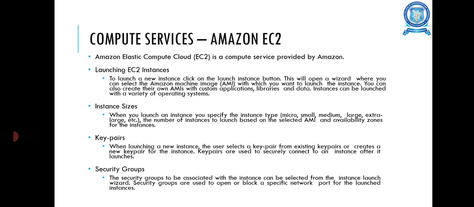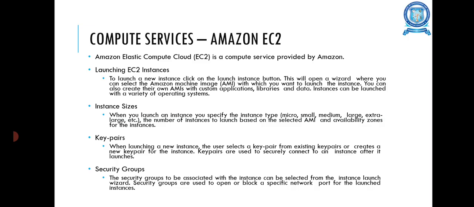Cloud service EC2, that means Amazon EC2. The Amazon Elastic Compute Cloud is one of the compute services provided by Amazon. It contains the following things. Launching EC2: to launch a new instance, click the launch instance button. This will open a wizard that contains the elements. The next one is the key pair. When launching a new instance, the user selects a key pair from existing key pairs or creates a new key pair for the particular instance. Key pairs are mainly used to securely connect to an instance after the launch.